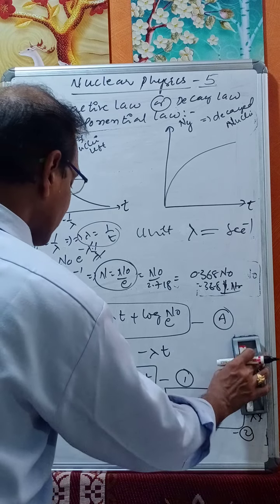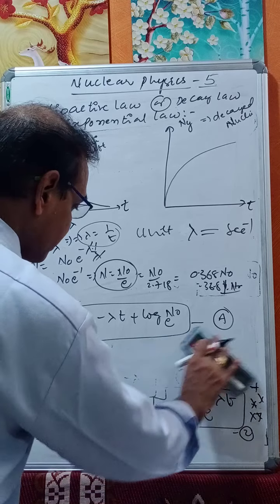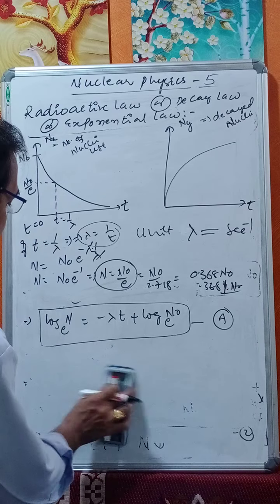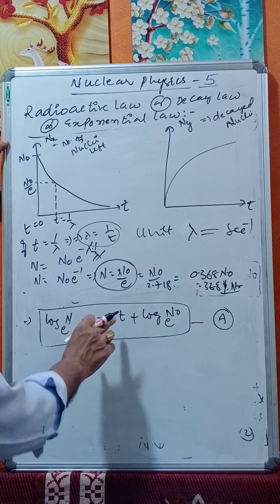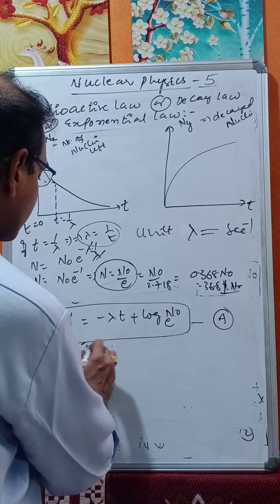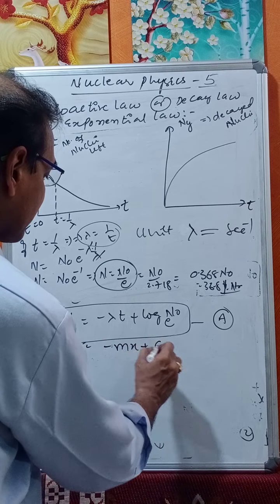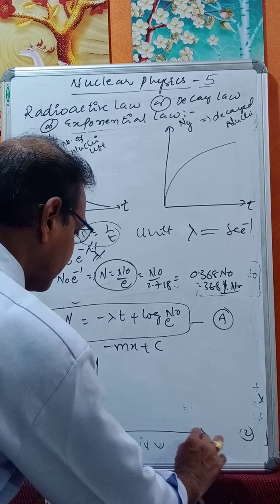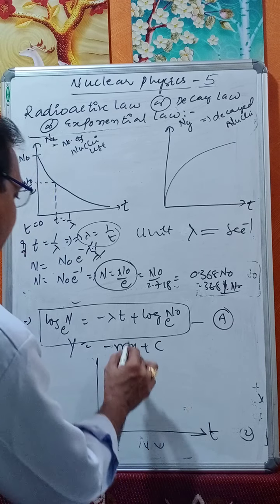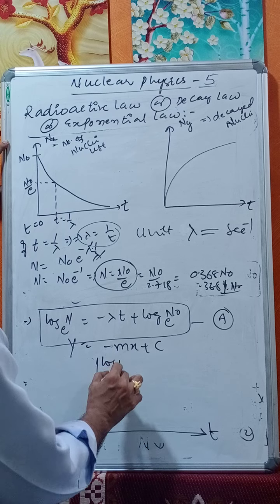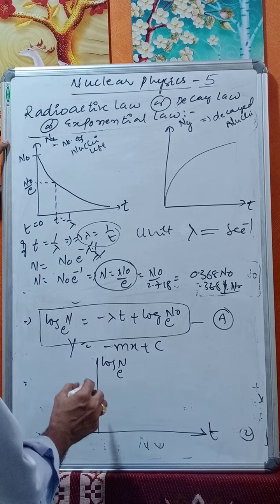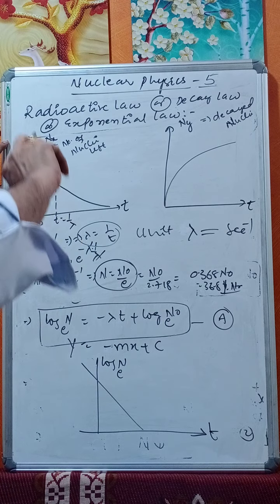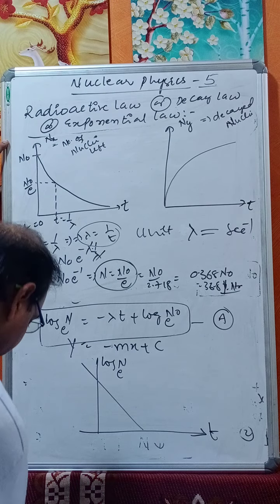Another thing, from this we have taken the equation like this: log n to the base e is equal to minus lambda t plus log n naught. This is something like the y is equal to minus mx plus c format. So here x is t and y is log n to the base e. The graph is something like this one, so this gives the decay constant.